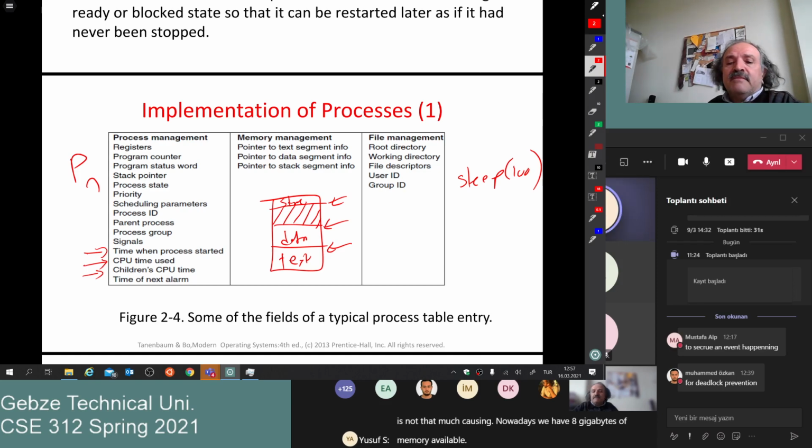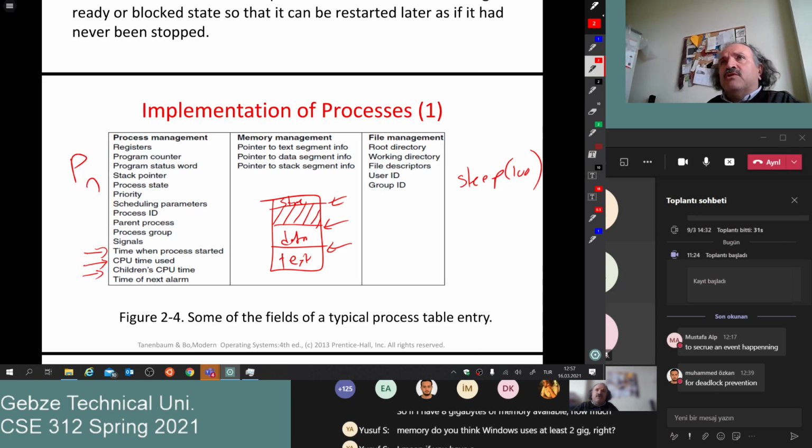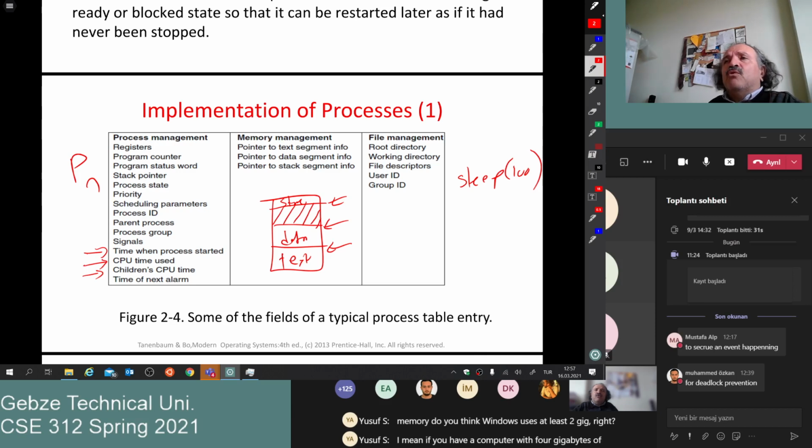Right? So if I have 8 gigabytes of memory available, how much memory do you think Windows uses? At least 2 gig, right? Yeah. I mean, if you have a computer with 4 gigabytes of memory, your computer becomes very slow if you load up 2 or 3 programs at the same time.